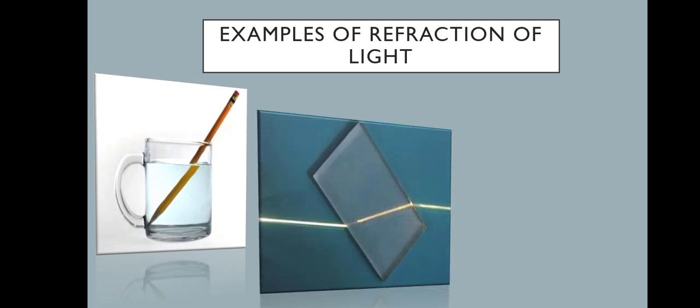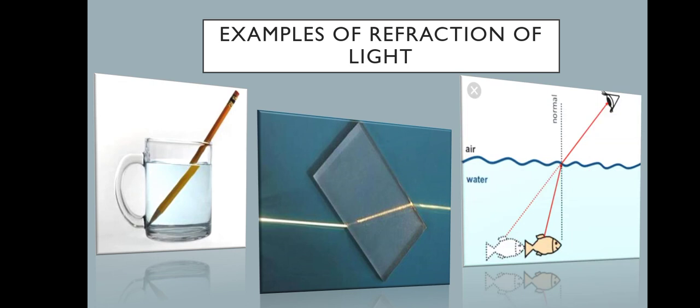Here you can see a glass slab present in the path of a light ray. Suppose this is a laser beam passing through air. A glass slab is placed in its path. You can easily see that when the light ray passes from air into the glass, it is bent towards the normal, and when it emerges out from the glass, it is bent away from the normal.